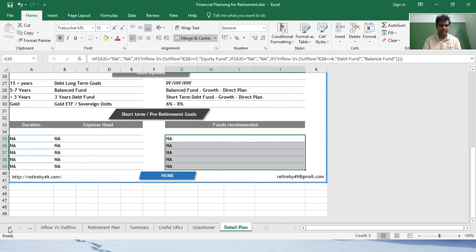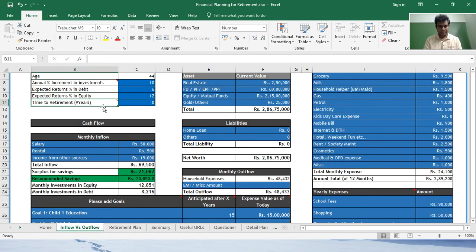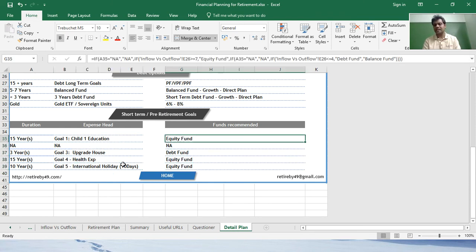I'll just show you one with an example. Okay, so it is showing you there will be 3 to 4 pre-retirement goals, not short-term exactly. Child education will come before retirement, your house upgrade may come, your health expenses may come, international holidays, all those things. For that, what are the equity funds or the debt funds you should be buying? Each and everything, this sheet will display.